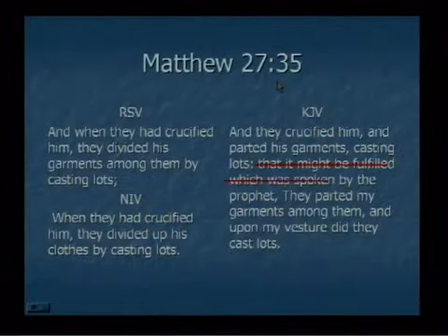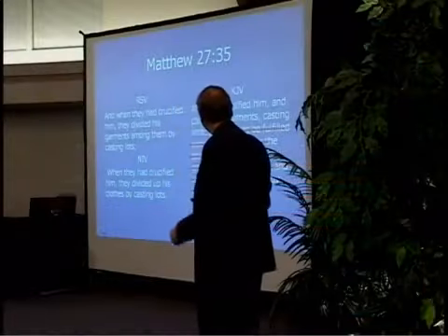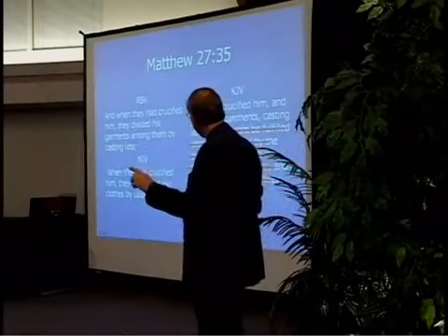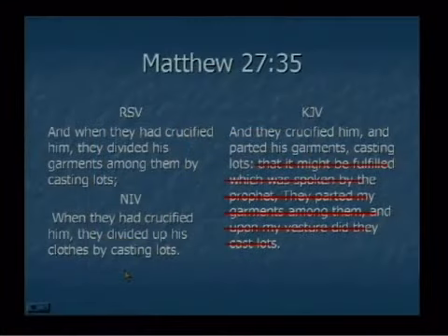Matthew 27:35. Just about everywhere in the new translations where the Bible says that it might be fulfilled which was spoken by the prophet, they parted my garments among them and upon my vesture did they cast lots, the modern translations have removed it. Why do you think they have removed it? I'll tell you why. Because it proves that Jesus is the fulfillment of prophecy. And so they've taken it away so that he does not fulfill prophecy.